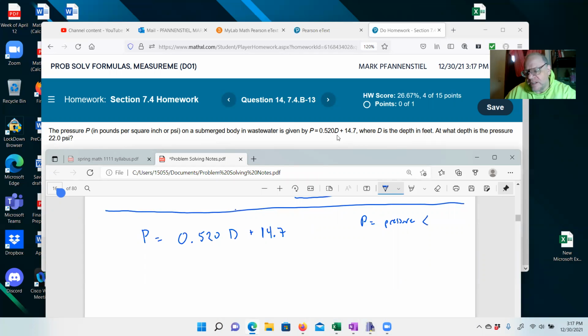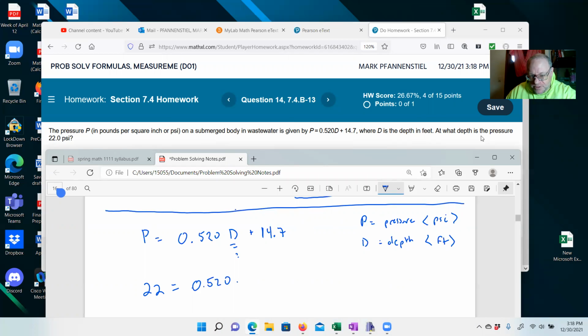If it's units, I always like to put them in little crooked brackets, so I can keep track of units if I need to. And D is depth, in feet. So what do we know? We know at what depth. Oh, we have to solve for D. At what depth will the pressure be 22? We don't have to worry about the psi because we're just solving the equation here. We'll put it in context in a minute.